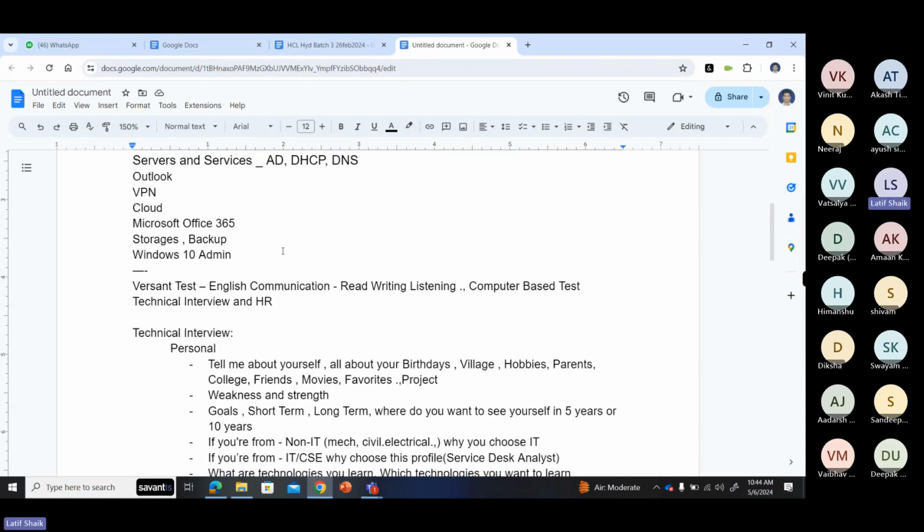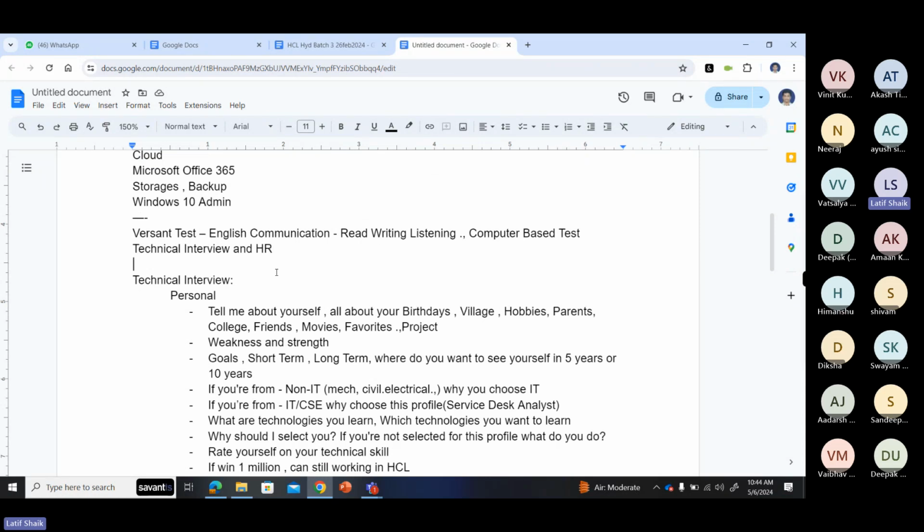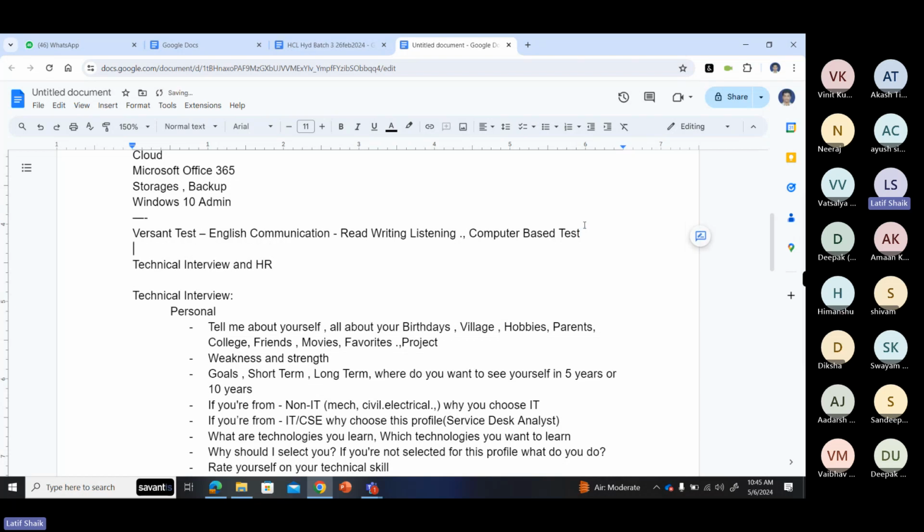Okay. So as you can know already, but just as a reminder, guys, first is a Versant test. So you have to complete the Versant test. It is a computer based communication test. Both English communication related, reading, writing, and listening skills test it is. Of course you got guidance from your soft skills trainer, so do hard work to pass the Versant test first. Once you pass the Versant test, then the next step is voice and accent.